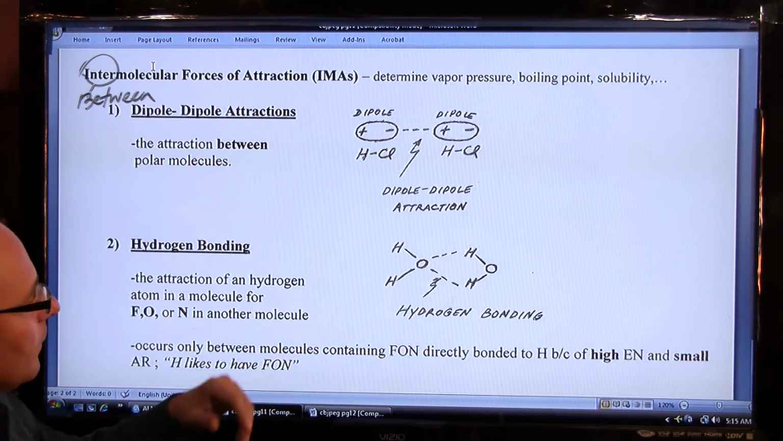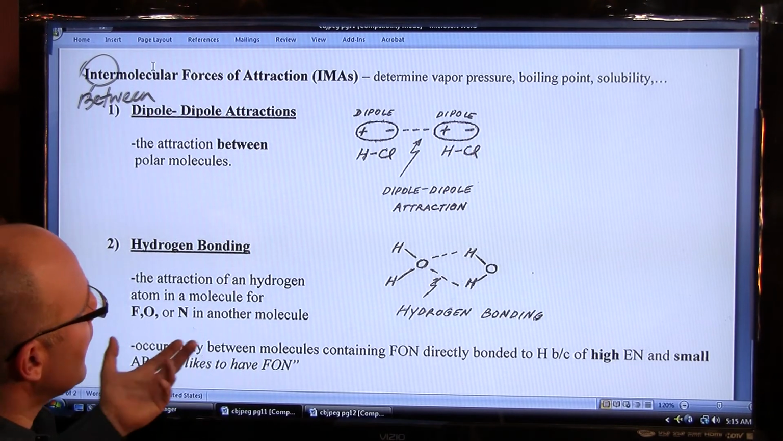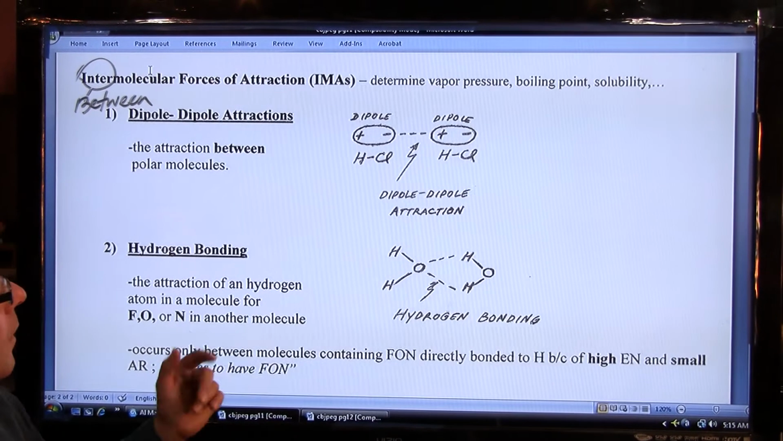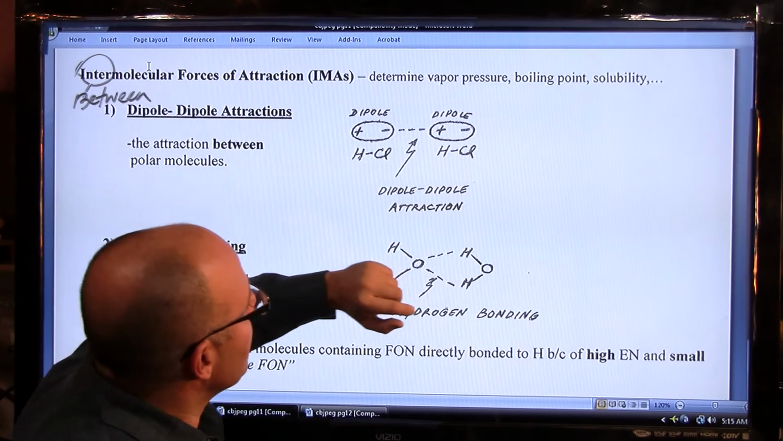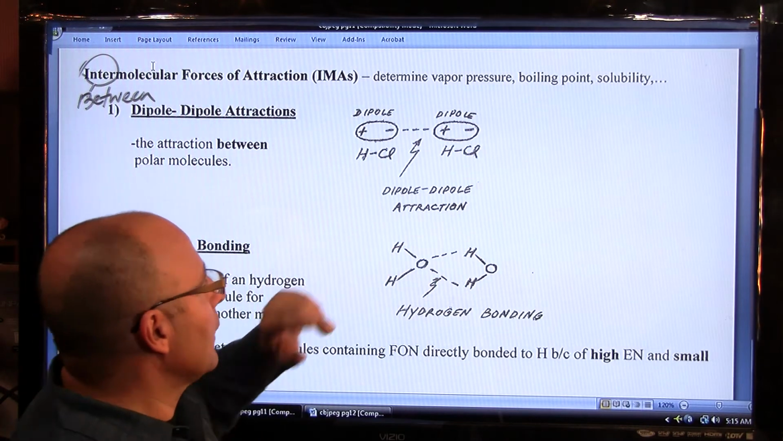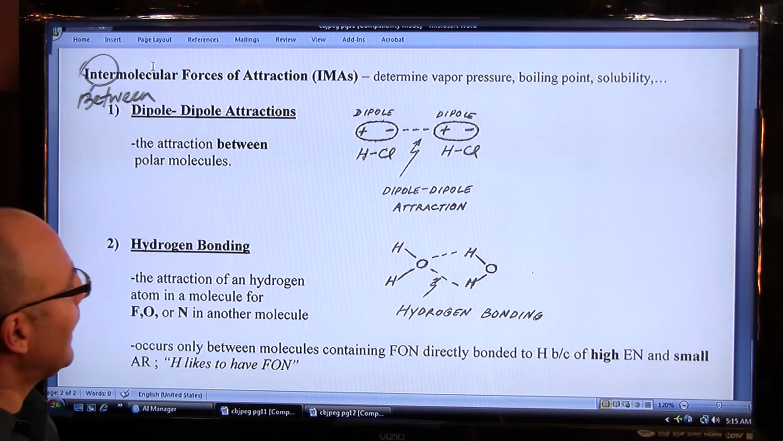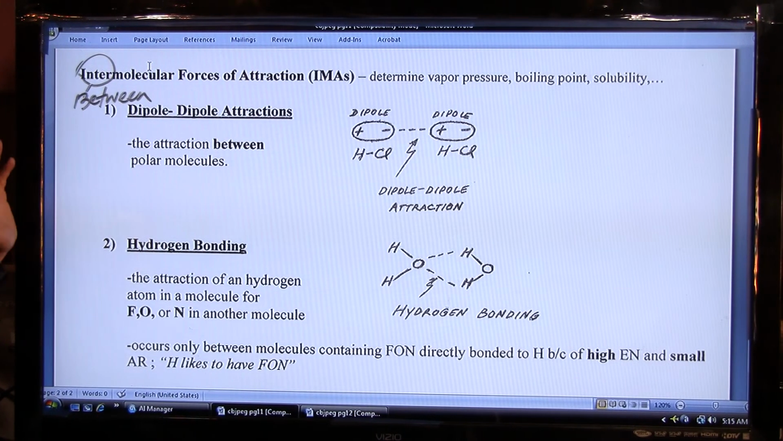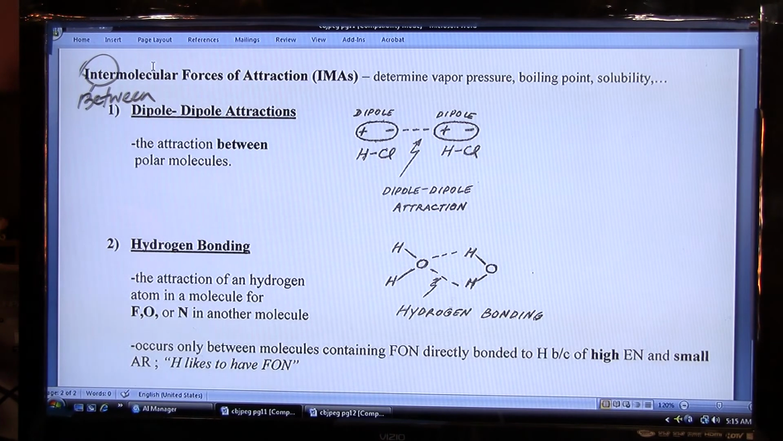But in the first unit, I didn't give you any details as to what those forces were, other than saying that liquids that had stronger intermolecular attractions had higher boiling points. Hence, the IMAs, or intermolecular forces of attraction, affect or determine vapor pressure, tendency of a liquid to evaporate, boiling point, solubility, and other properties like that. As far as IMAs are concerned, there are 4 IMAs that you should know about, and these 2 in particular.